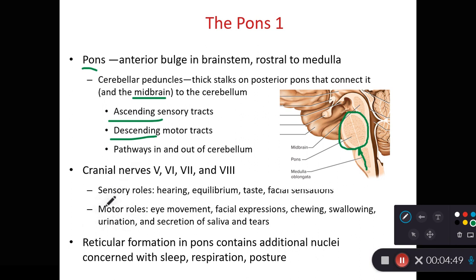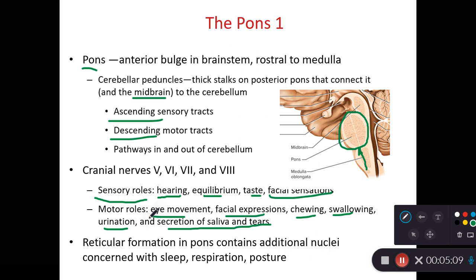As we look at these cranial nerves, we have some sensory roles. The cranial nerves responsible for hearing, equilibrium, taste, and facial sensations are located at the pons. The cranial nerves responsible for eye movement, facial expressions, chewing, swallowing, urination, and secretion of saliva and tears are also located at the pons.